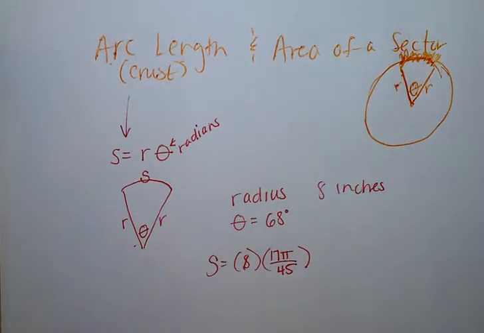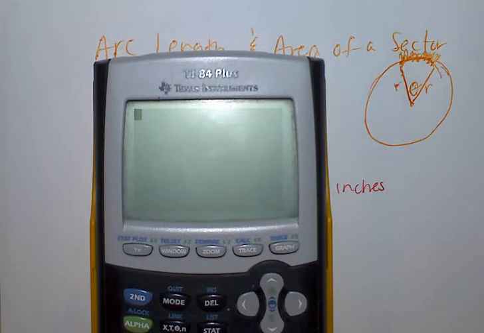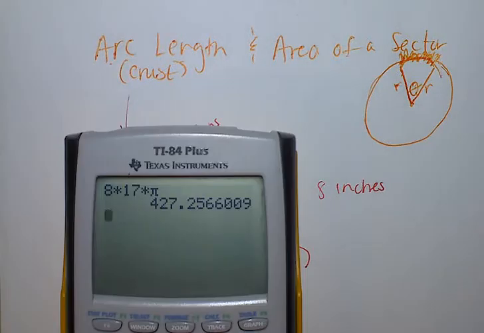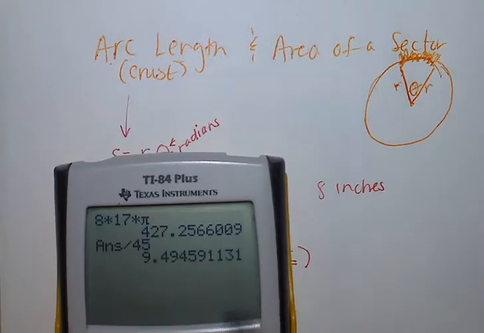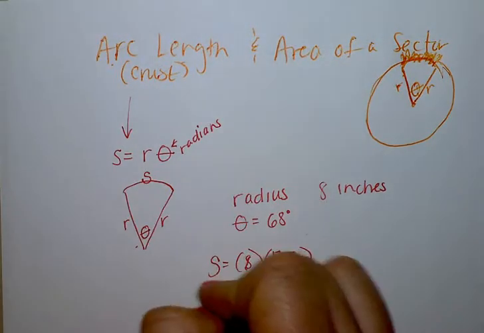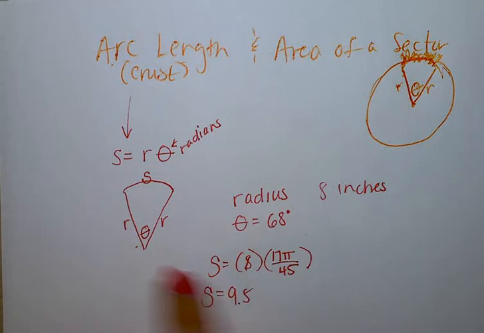So let's figure it out. Ready? We're going to multiply the top. Please take 8 times 17 times pi. Use the pi symbol in the calculator. Do not use 3.14. Then we're going to divide it by 45. And let's round this to the nearest tenth. So 9.5. Now we're talking about a length here, so 9.5 inches.